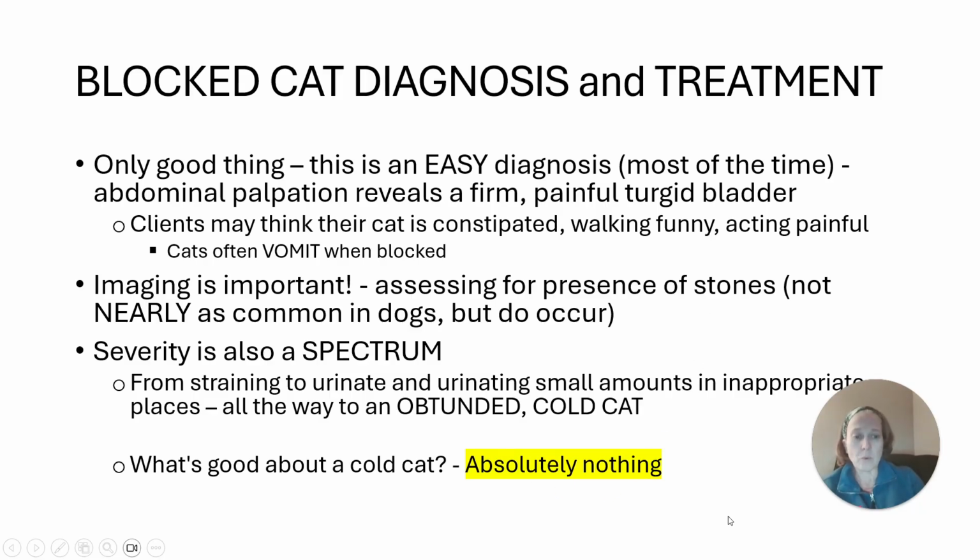Imaging is important. It is important that these guys do get radiographed to look for the presence of stones. They are not as common in cats as they are in dogs, but they do occur. So if you unblock them and hospitalize them, but you have a stone and you didn't diagnose that, the second you pull that urinary catheter, well, anywhere from 12 hours to 12 days later, that cat is going to be blocked again. These guys can come in very bright and alert, and they don't act like much is wrong except their bladder and belly hurts, or they can come in obtunded, laterally recumbent, cold. And what is good about a cold cat?